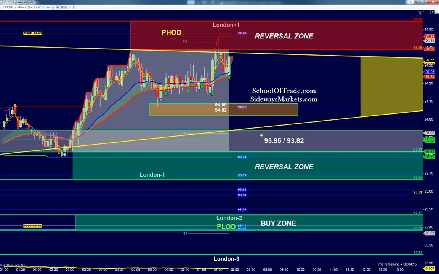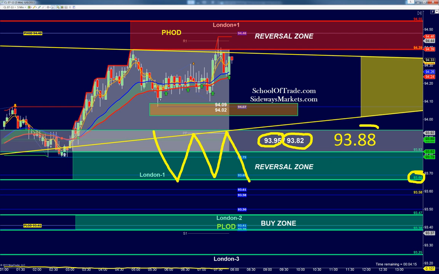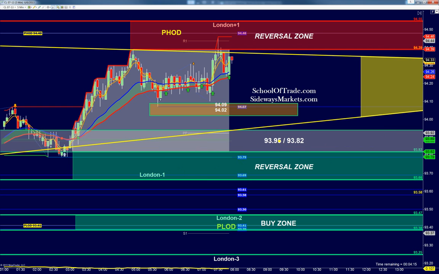So I have levels here starting at 93.95, 93.82. I've got 93.66. This is my big buy zone here below me. And isn't that amazing how it lines up? Remember 93.88? That was my level that we just talked about on that hourly chart. If we happen to blow right through it, I have another great buy zone down here at 93.50. I will be looking for a buy out of that buy zone.